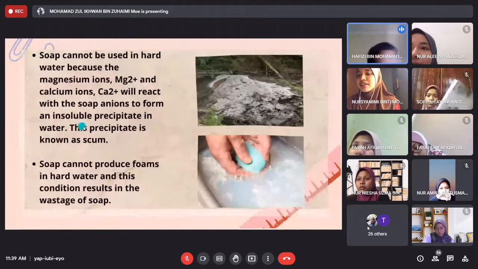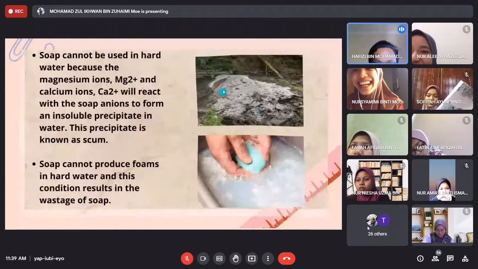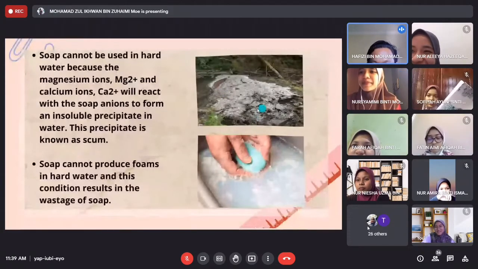Mana dapat gambar ni? Bagus gambar ni. Safari. Sebab tu dah kita tak guna sabun mandi untuk basuh baju, dia akan bentuk scum.